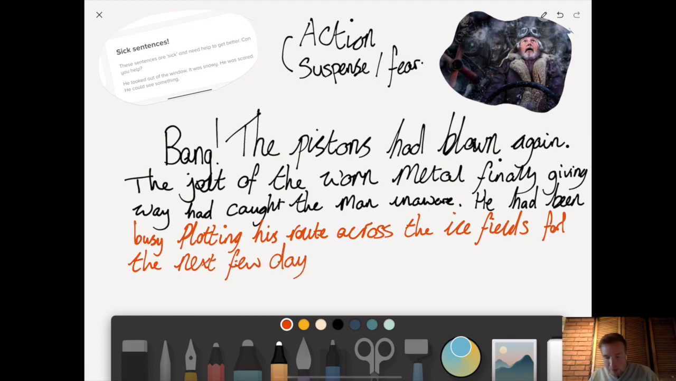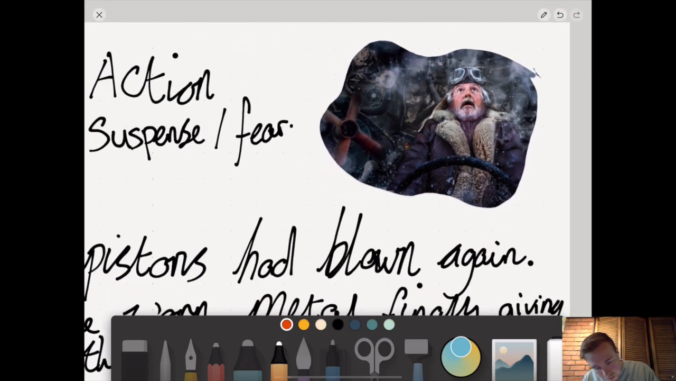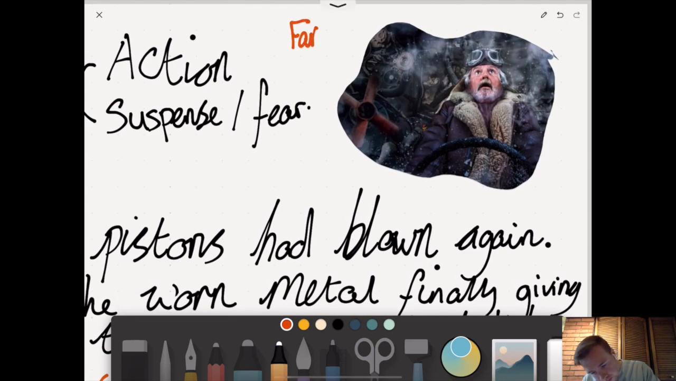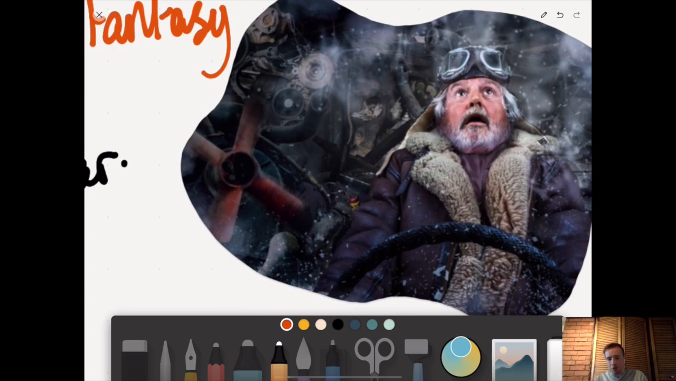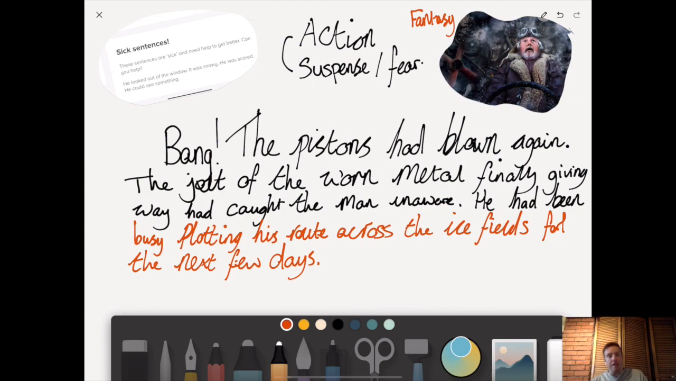Okay. Now, the idea of it being across ice fields, for me, it feels quite fantasy. This doesn't feel like it's taking place in the real world for me. It's sort of a fantastical version of the world. So this idea of this intrepid explorer traversing ice fields pulls into that. I could have just said across the ice or across the snow, but the idea of it being ice fields makes it sound a little bit more fantasy.